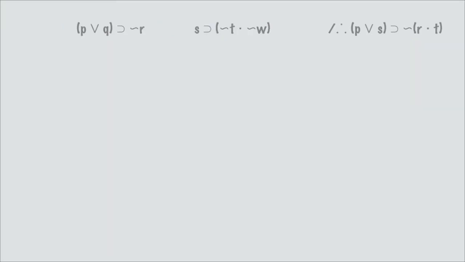So I'll take another example here. We've got premises with P, Q, R, S, T, and W. So P, Q, R, S, T, W. That's six different variables. Again, the short method, done the same way though. It doesn't matter how many different variables I have.